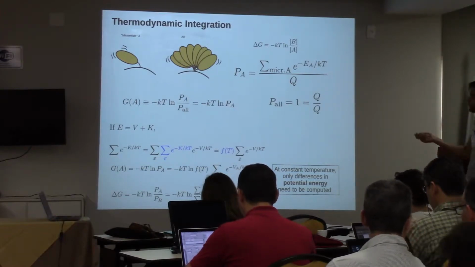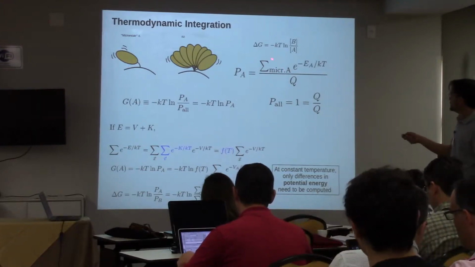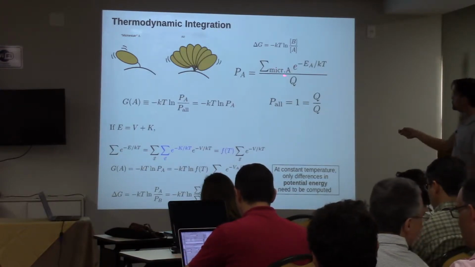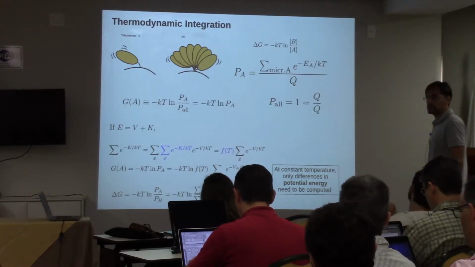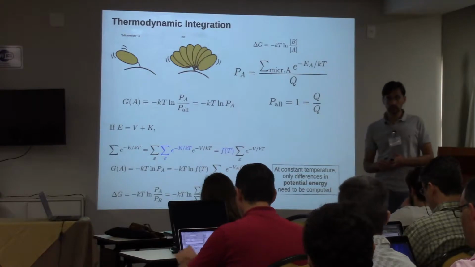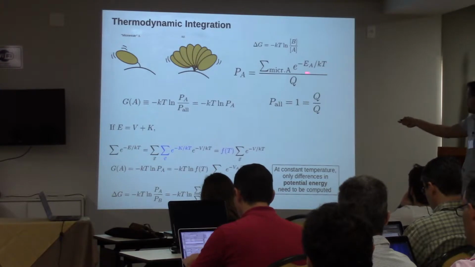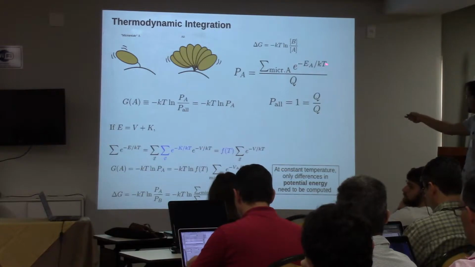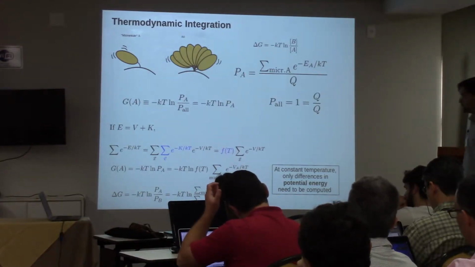So we know from statistical thermodynamics that the probability of one microstate is the sum over all conformations which are compatible with this microstate A of the exponential of the energy of these states. Okay? So the probability of this microstate A is the sum over all conformations compatible with the microstate A of the exponential of the energy divided by the partition function. The partition function is the sum over all microstates of this same energy.